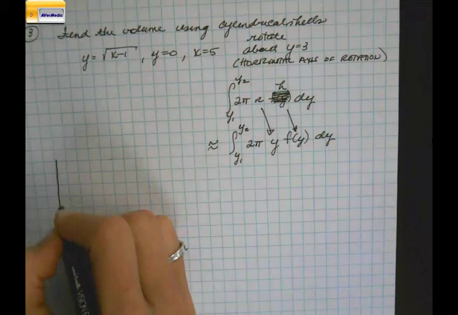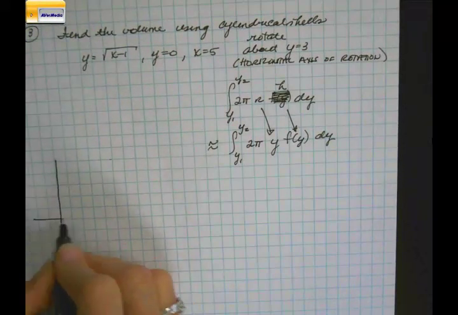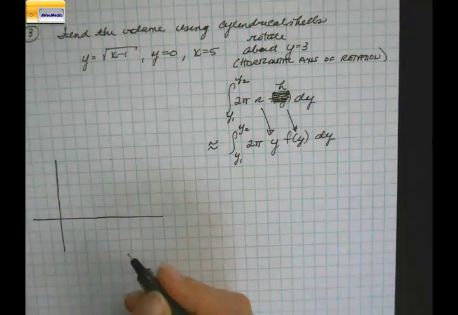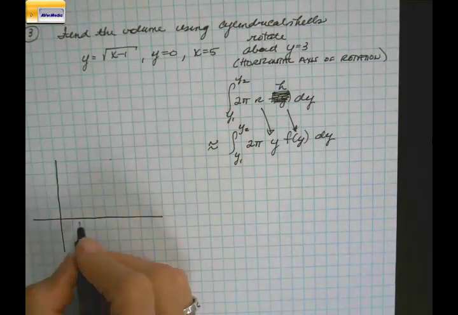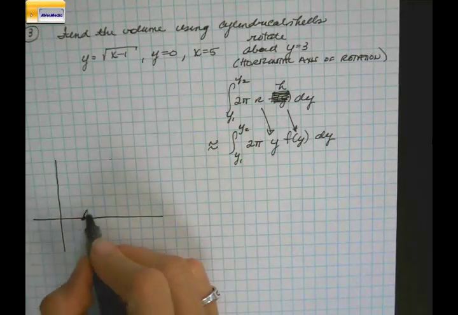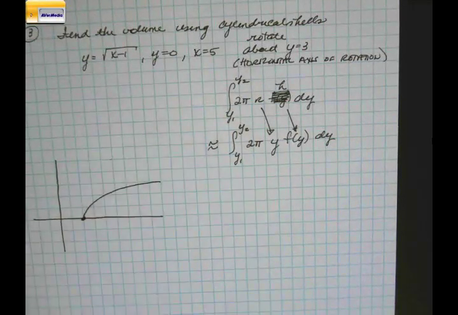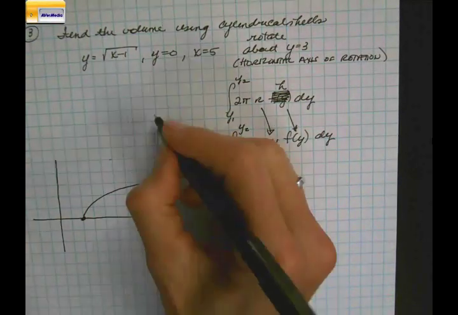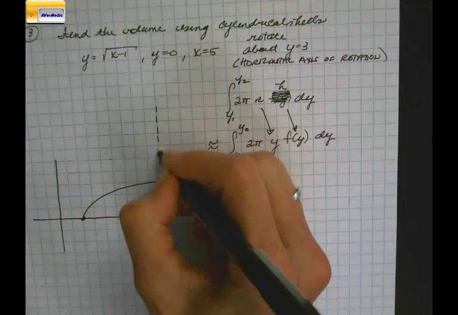Okay, so let's take a look at this region that's spinning around. Okay, y equaling the square root of x minus 1 is the square root of x shifted 1 unit to the right. Like that. I probably drew that too big. Maybe not. Okay, then we have x equaling 5. So here's my x equaling 5.